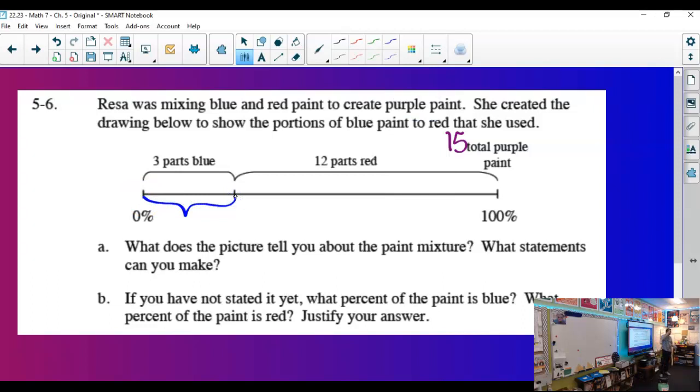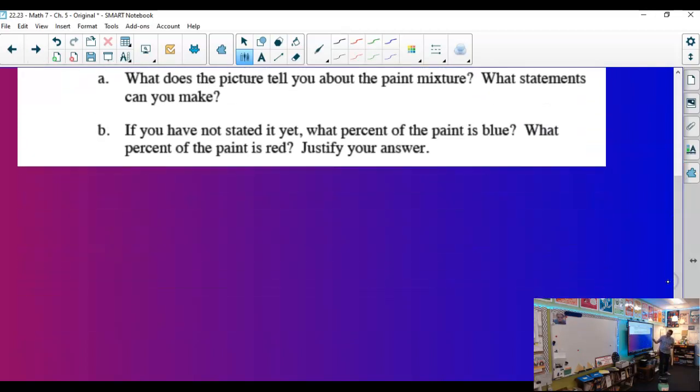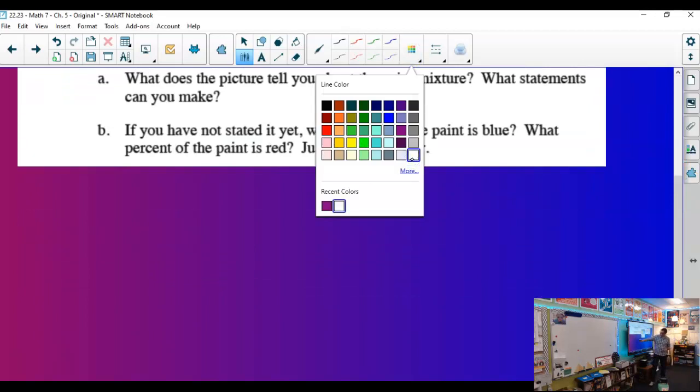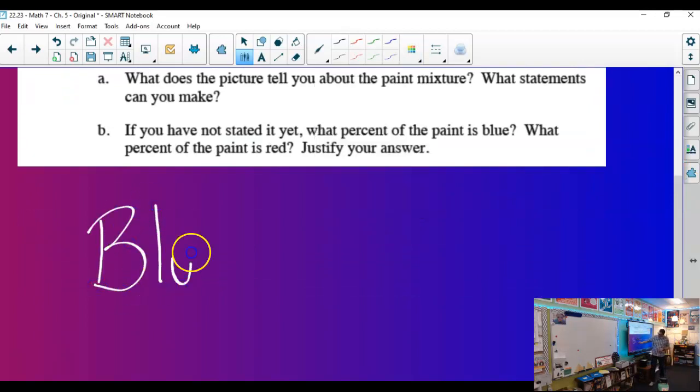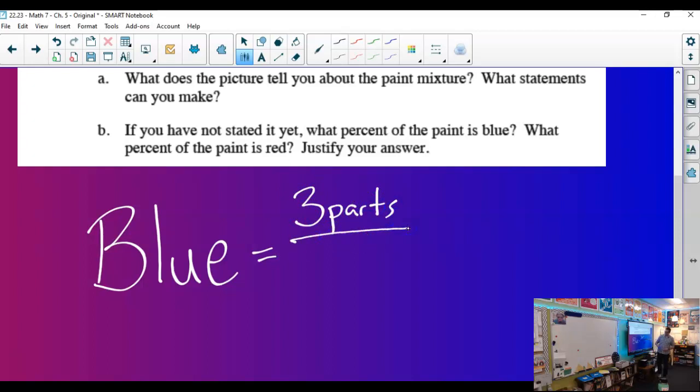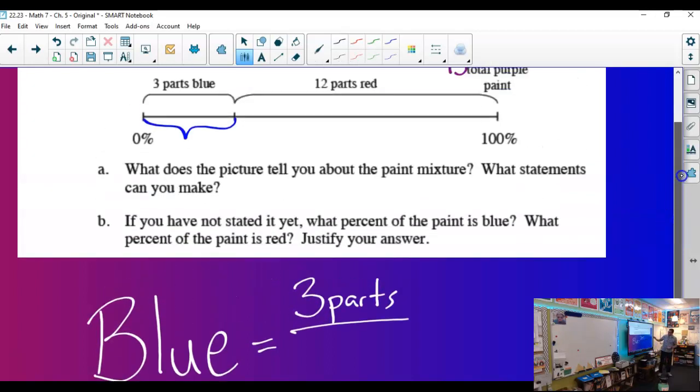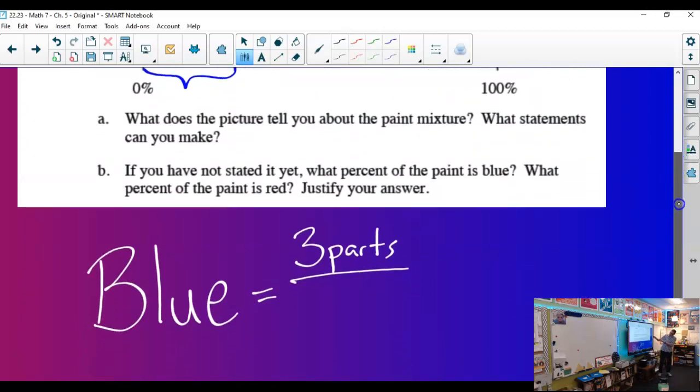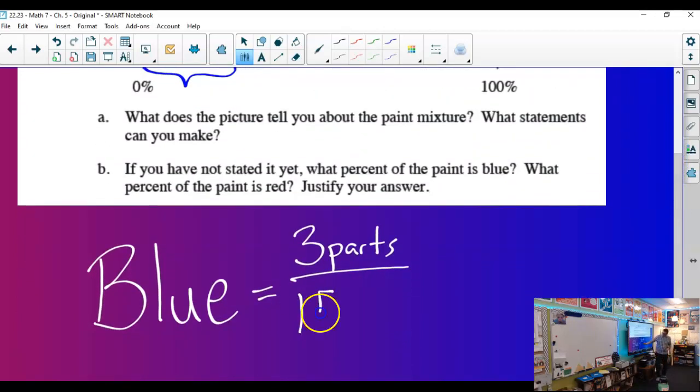Turn to your neighbor, see if you guys agree. What percent is blue? So blue got 3 of the parts. Blue had 3 parts, right? 3 parts. Out of how many total? Out of 15. 15 total.